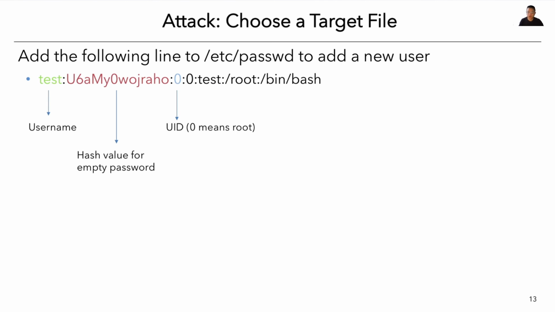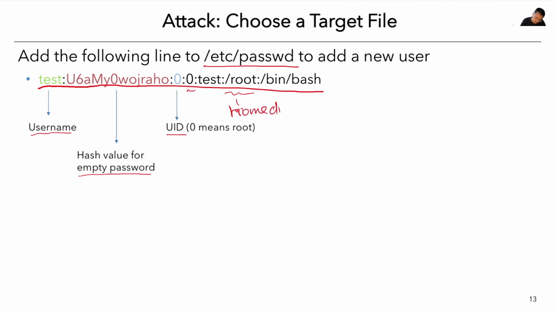So here is our target. We will target the etc password file by adding a new user. Here is a line we want to add to the etc password file. This line contains a number of fields. The first field will be the username, then the hash value for an empty password. So the password is just empty here for the test user. Then we set the UID to be 0. Here is the group ID. This will be the home directory. And here will be the default shell. Each line in the password file contains those fields.